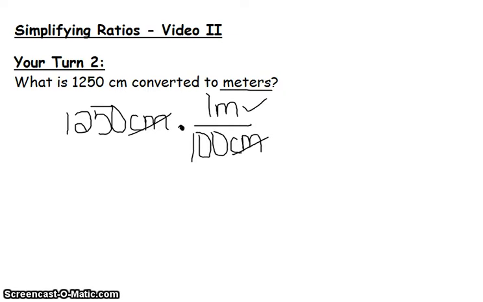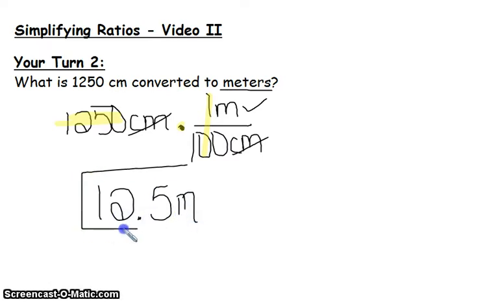So we can go to our multiplication problem here. We have 1,250 times our fraction 1 over 100. So you could type that in your calculator, 1,250 times 1 over 100, and you will get 12.5, and then we bring our units that we need down, meters. So 1,250 centimeters is 12.5 meters.